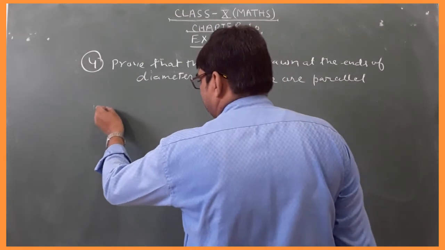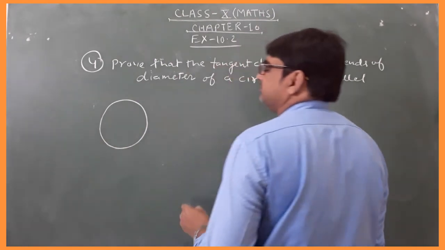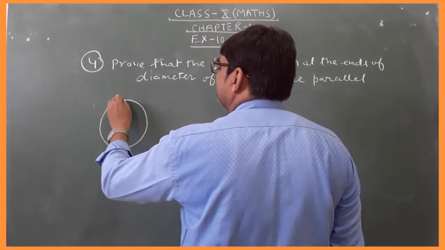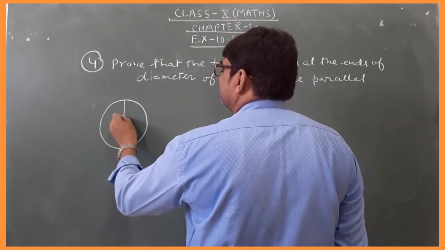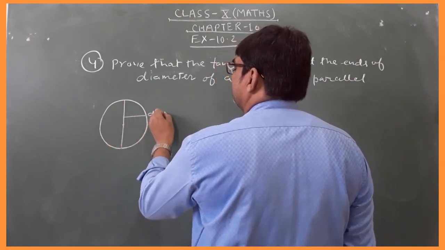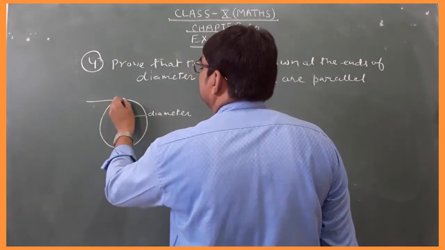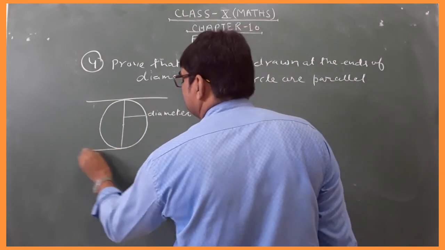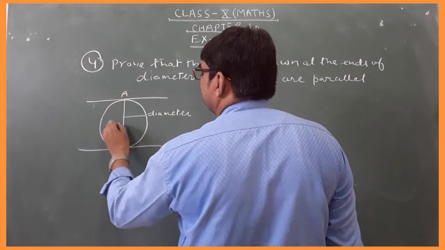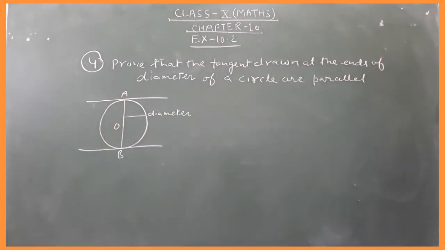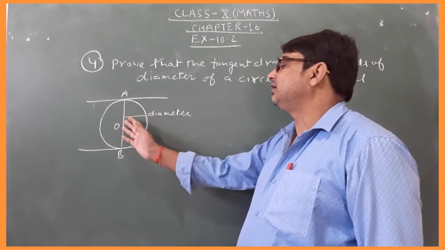Prove that the tangent drawn at the ends of the diameter. Firstly, we draw the figure. This is the circle and this center, and this is diameter. This is diameter and this is tangent. सपोज करिए ये है, ये B है और ये सेंटर होगा. तो ऑलरेडी यू नो दैट tangent is perpendicular on the radius.